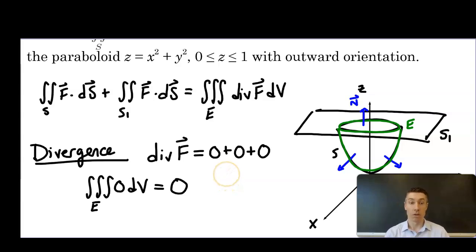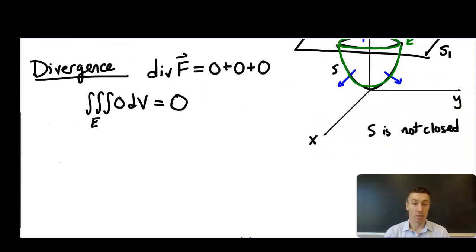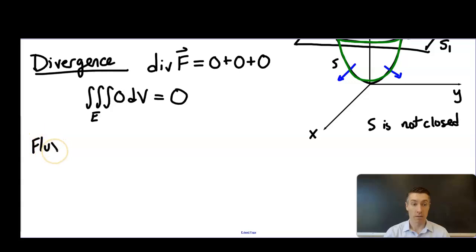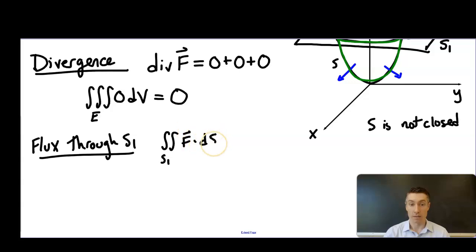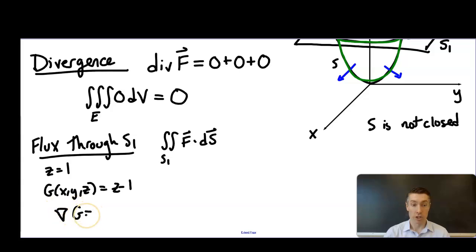Next, we need to evaluate the flux through S1, so through that plane. Okay, so flux through S1. Okay, so that's really that double integral over S1 of F dot dS. Okay, so the surface is z equals 1. So what we're going to do is create a function g of x, y, z, which is equal to z minus 1. Gradient of g is equal to 0, 0, 1.